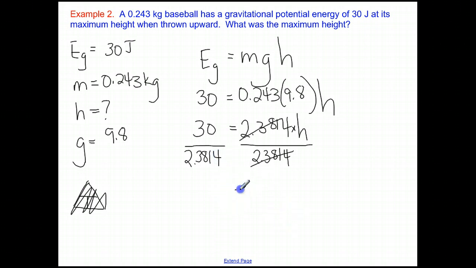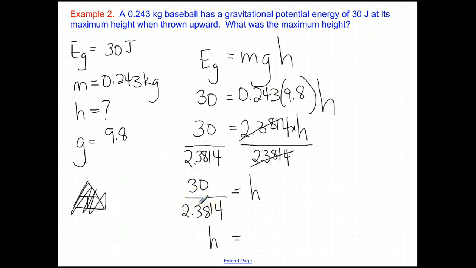So what we're left with is h is equal to 30 divided by 2.3814. And now we can figure out what h is. Now, the other thing I just want to draw your attention to as well, it doesn't matter what side of the equal sign h is on. Usually the variable we're solving for is on this side of the equal sign. But it doesn't matter. What does matter is that this h is on one side of the equal sign by itself. So h equals this divided by this is the same as if we put it on this side. So reversing it doesn't change anything.